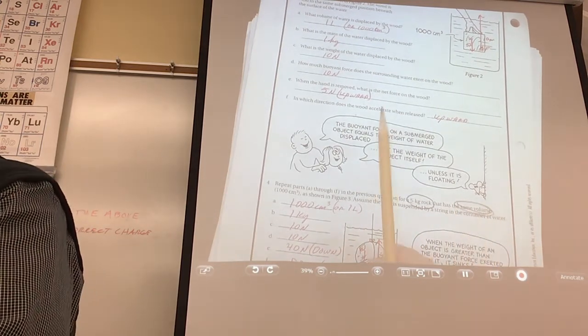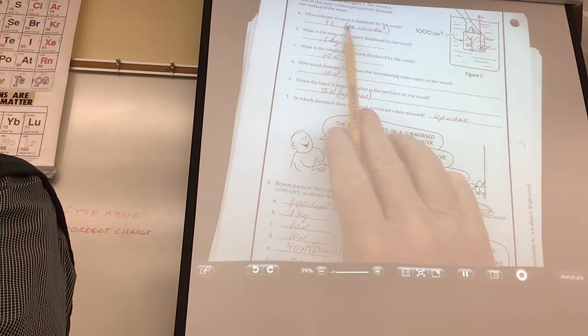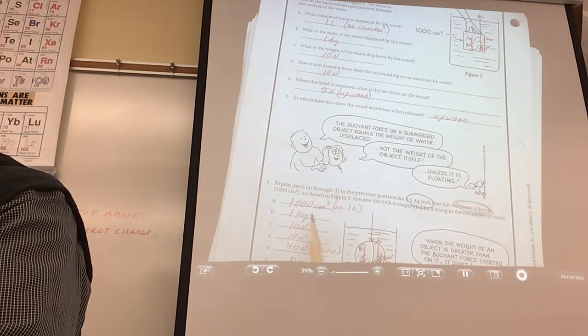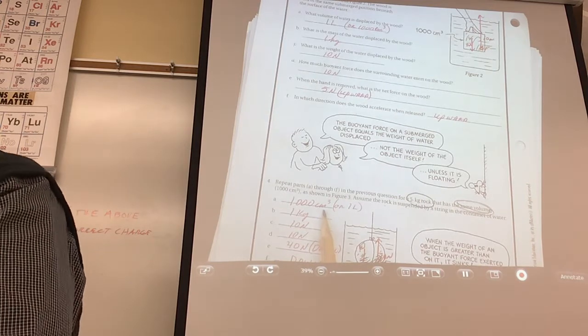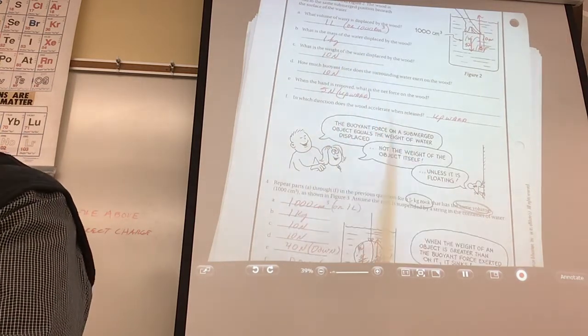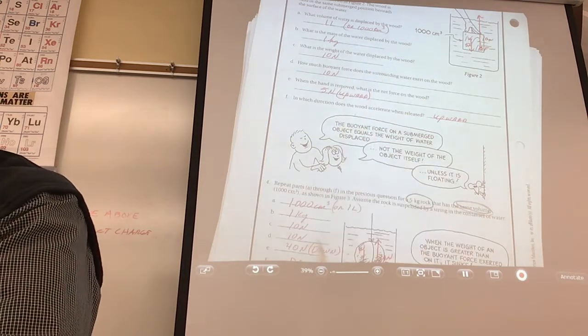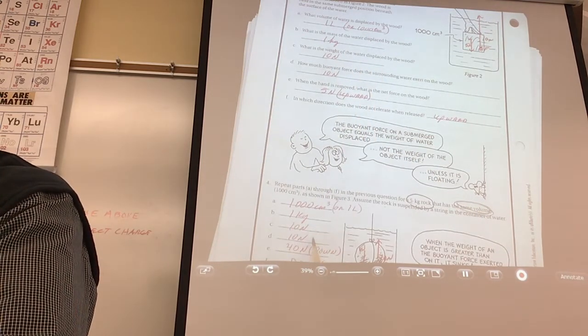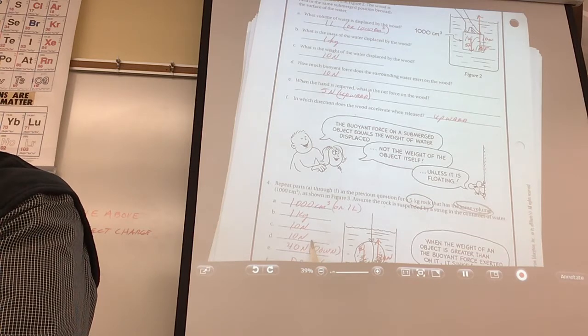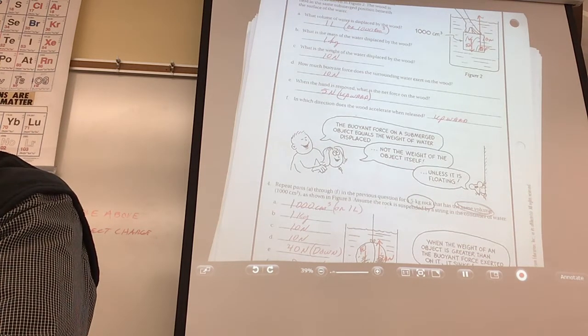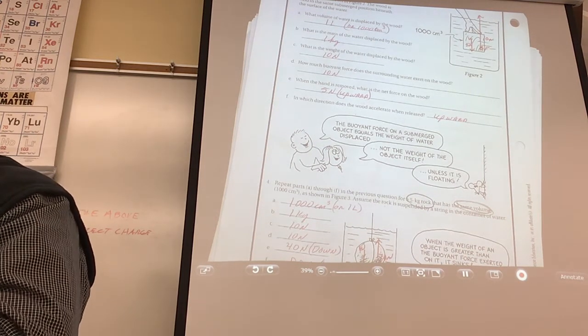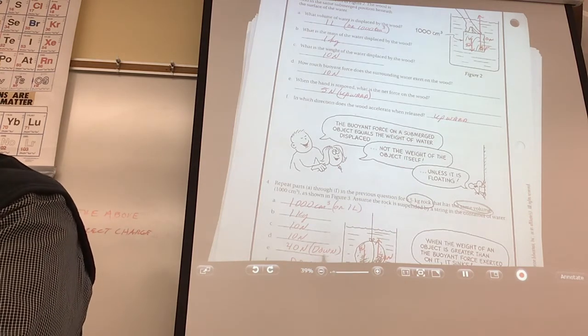Okay, so now, what is the volume of water displaced by the rock? 1 liter. What is the mass of the water displaced by the rock? 1 kilogram. What is the weight of the water displaced by the rock? What is the buoyant force on the rock? 10 newtons. Okay, so I drew a vector, 10 newtons up, but then it says, what's going to happen if I let go of it?